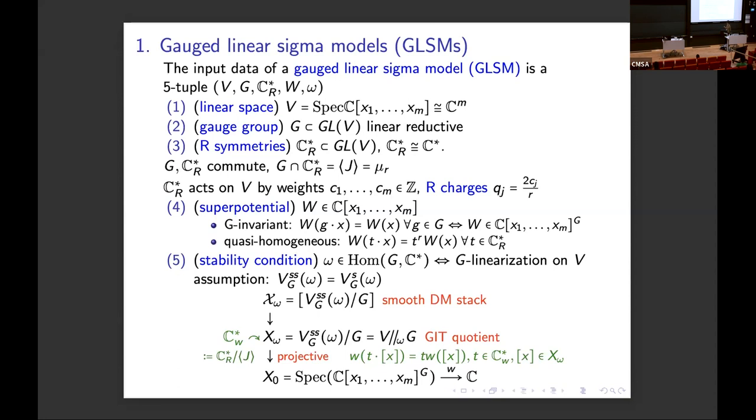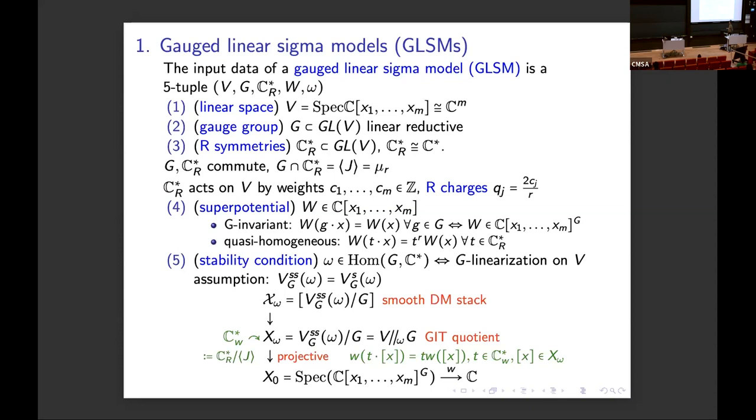So C star W is the C star quotient by the intersection with the gauge group. So C star W doesn't act on V, but it acts on this quotient. And X omega is projective over this affine space.